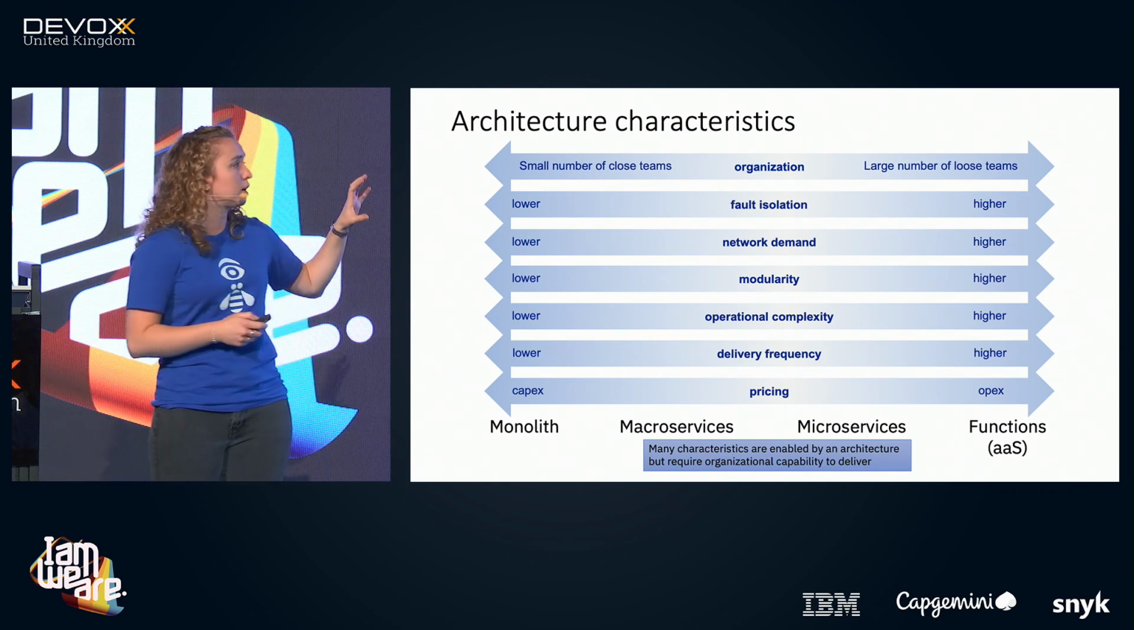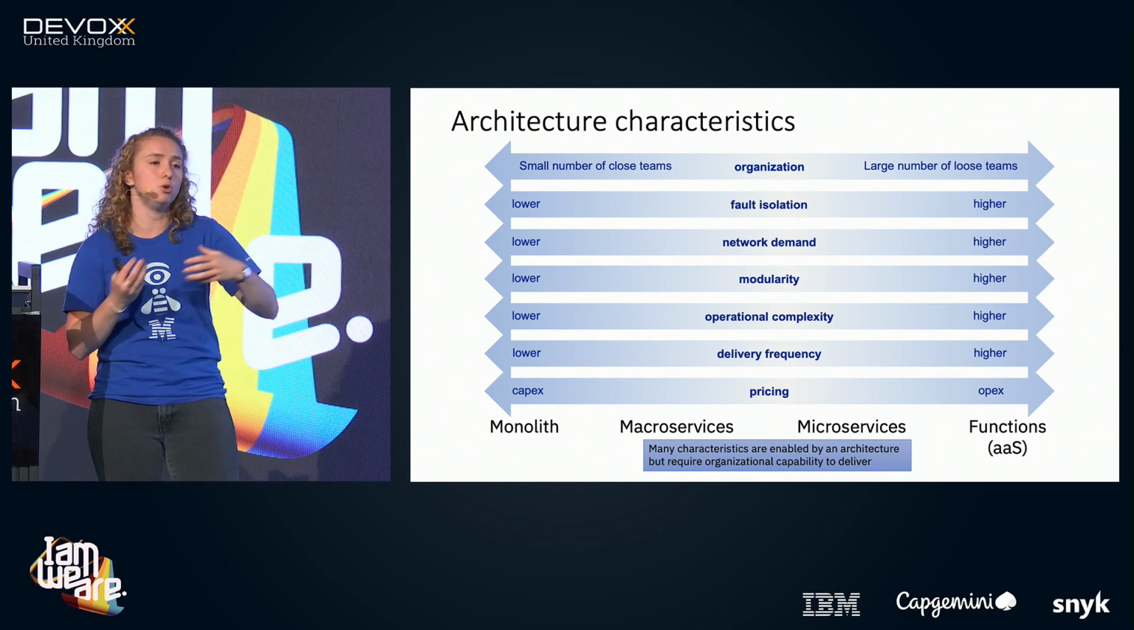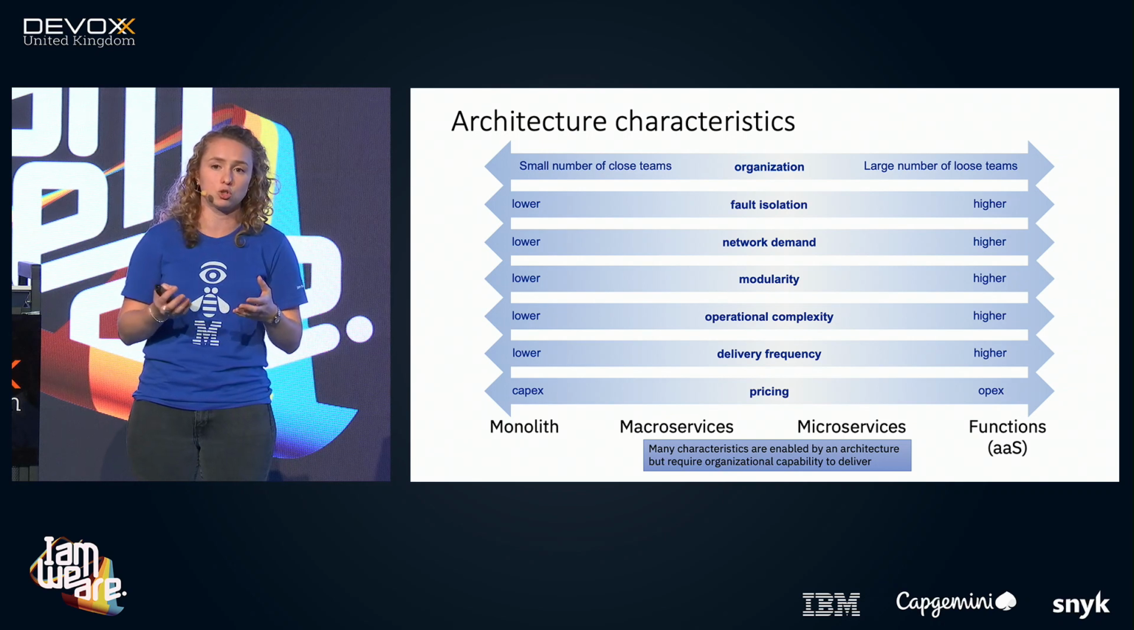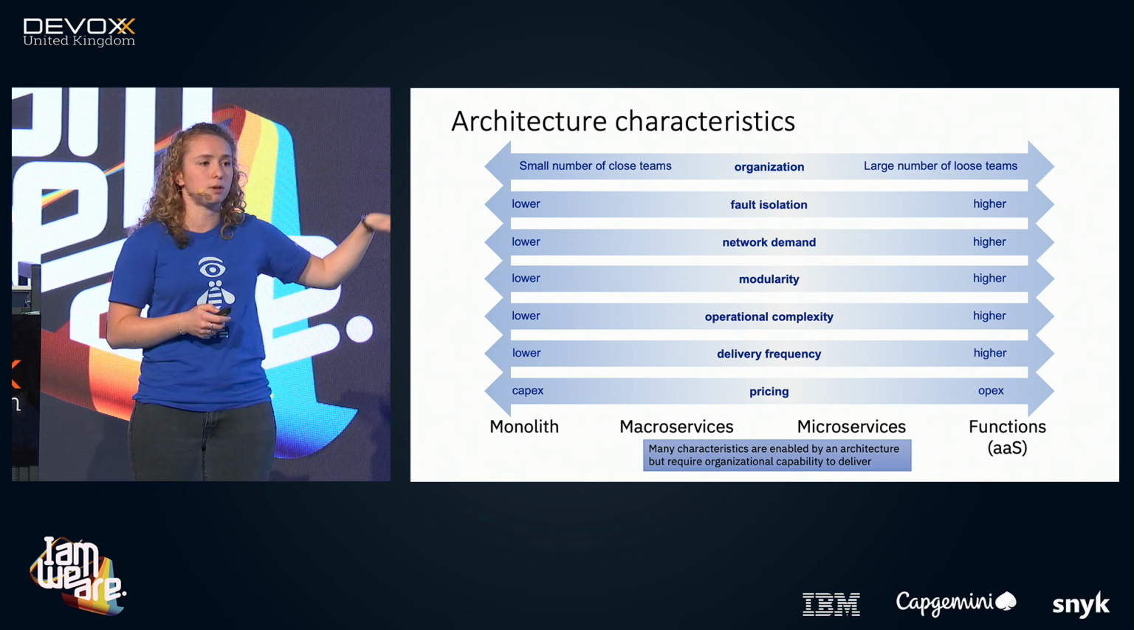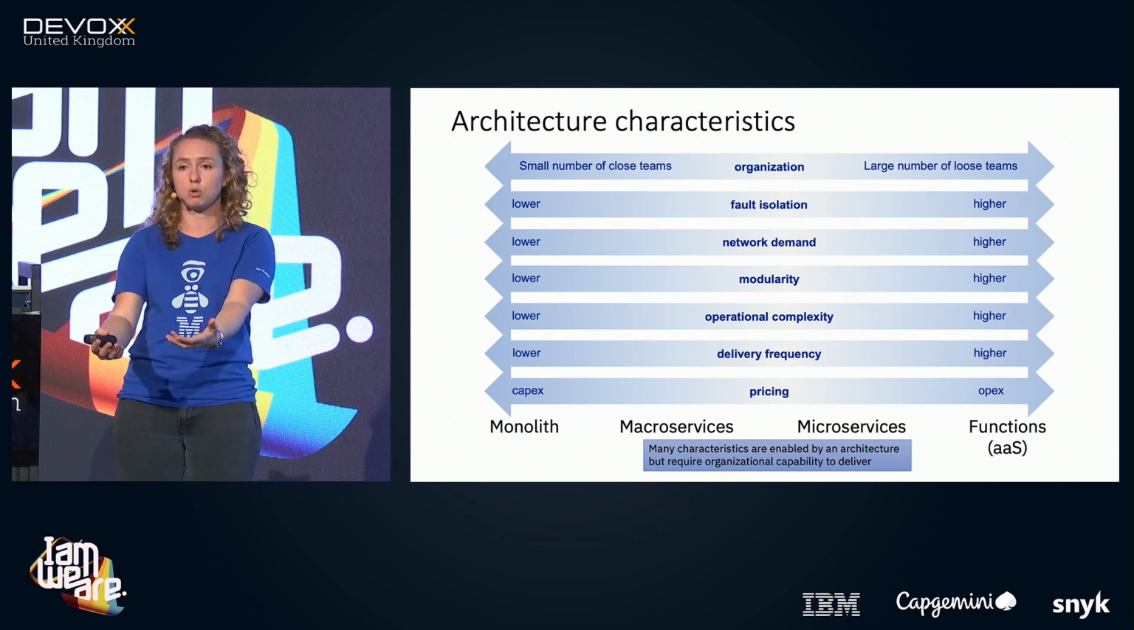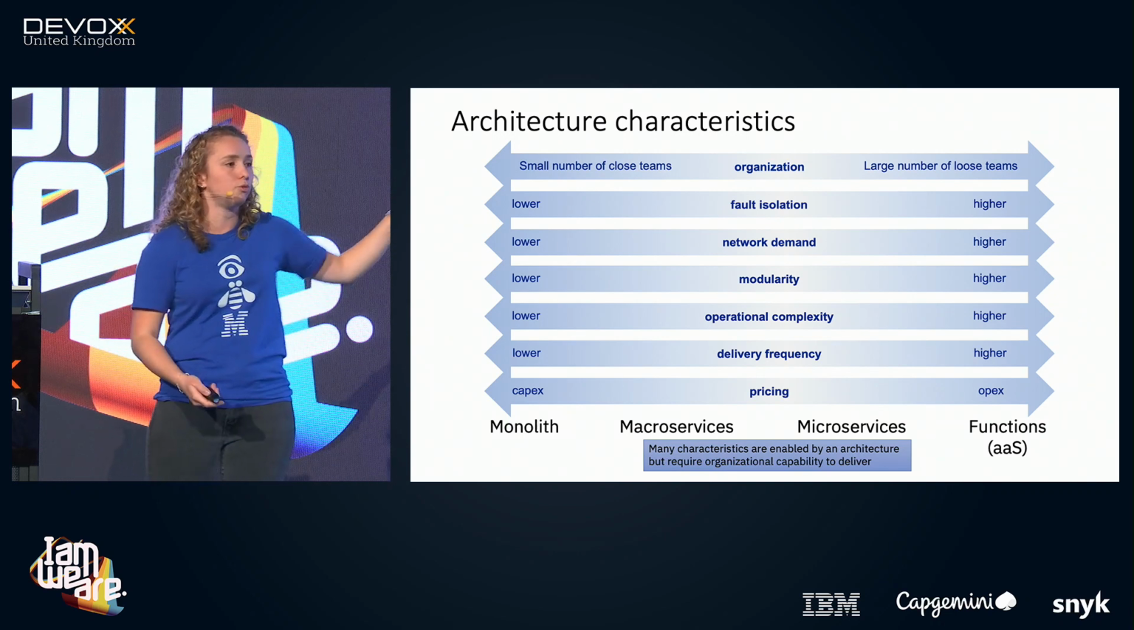So I would recommend, if you're thinking about potentially moving the type of architecture your application is on or building a new application, think about creating a slider system like this with the factors that are most important to your application and working out where you fall on this scale.